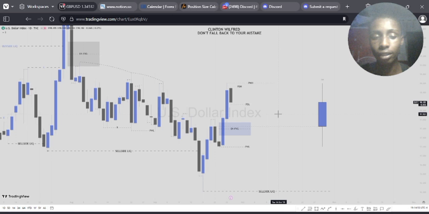If you trade on daily, get your confirmation first. On H4, confirmation also. On M15, confirmation. Let these three things be aligned. If you trade four time frames, fine, let those four things align before you take any trade.